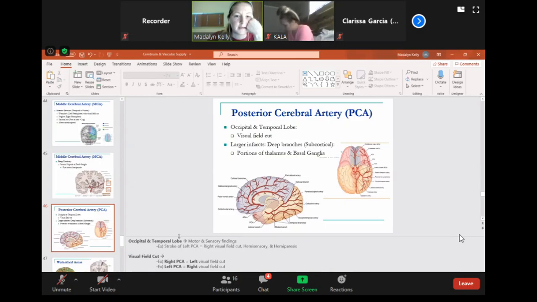PCA, occipital lobe and temporal lobe. You're going to have a visual field cut. Motor and sensory findings, for example: you have a stroke of the left PCA, you're going to have a right visual field cut. Same PCA, left side. Left PCA, right side.